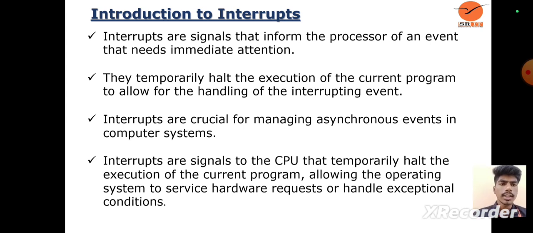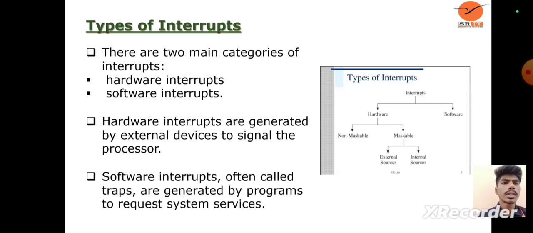Interrupts are signals to the central processing unit that temporarily halt the execution of the current program, allowing the operating system to service hardware requests or handle exceptional conditions. Now, types of interrupts. There are two main categories of interrupts: hardware interrupts and software interrupts. These are the two types.